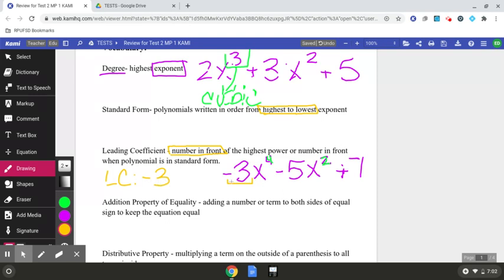So it does not matter what the numbers in the front are. All you're looking to make sure is that your exponents go from highest to lowest, and then you're picking out that number in the very front.